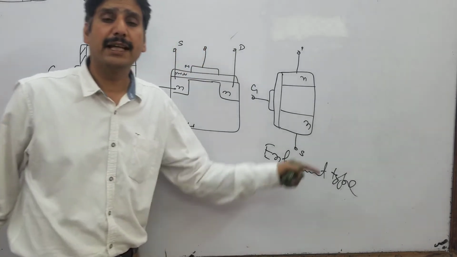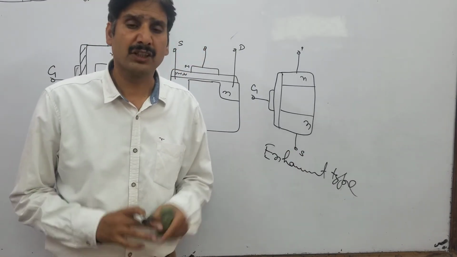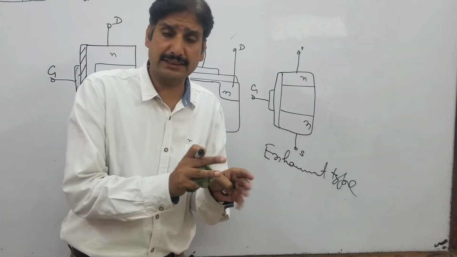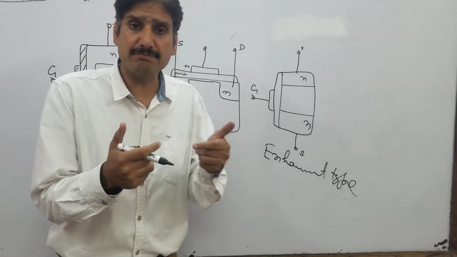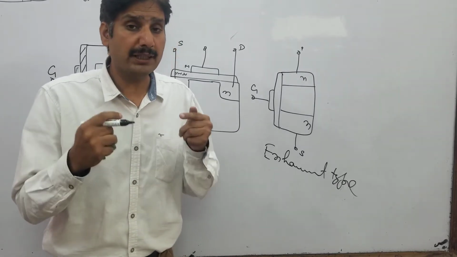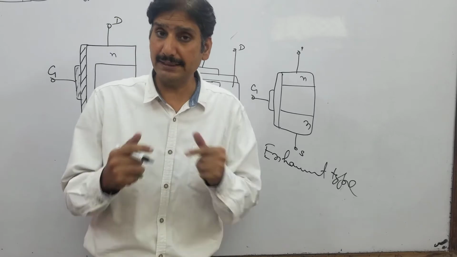That is what we call an enhancement type MOSFET. So, when we talk about modes of operation, that is an entirely different thing. That's about how you are biasing your MOSFET, how you are connecting your batteries to the MOSFET. That is the mode of operation. But what is the type of MOSFET? That is determined by its physical structure.